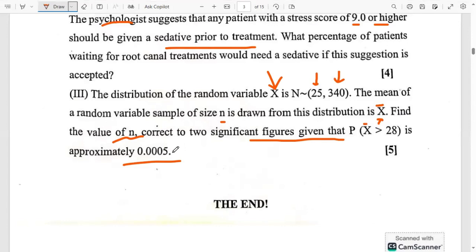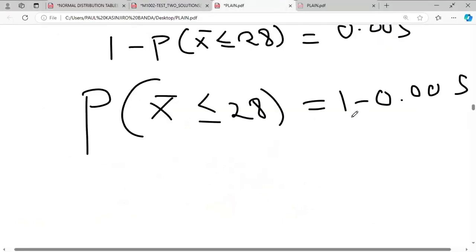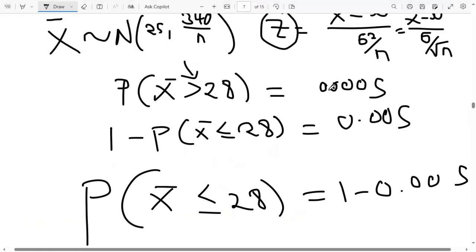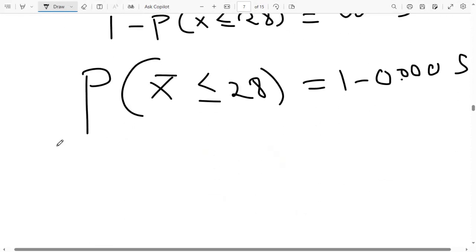Okay, I have 3 zeros, not 1, not 2. So it means here I forgot 1 zero. Even here I forgot 1 zero. Even here I forgot 1 zero. Okay, so this is what we have.